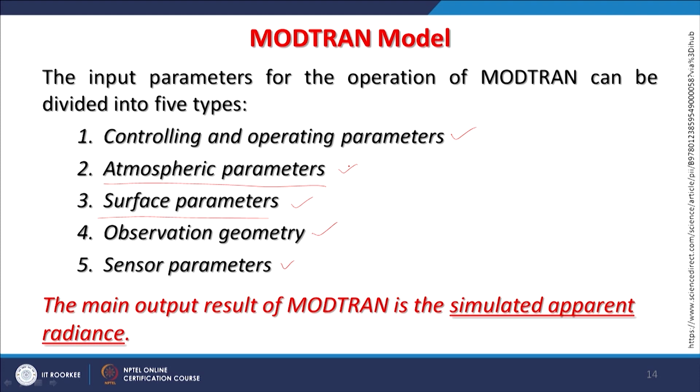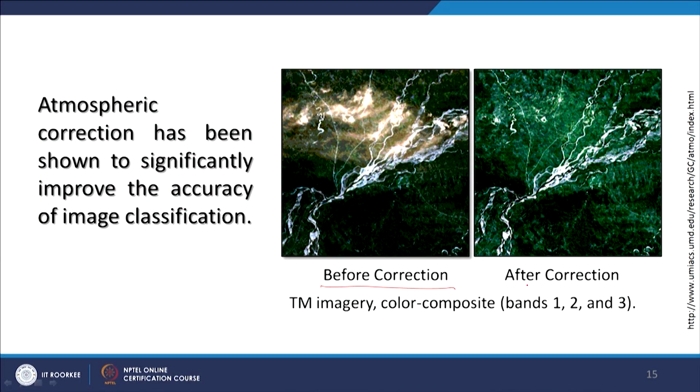So, the main output from MODTRAN is the simulated apparent radiance, and it can be used further by those software which I have just mentioned, and then atmospheric corrections can be done. One example is here, before correction on the left side and after correction on the right side, and this is an example for Landsat TM images, and we are seeing it in color.